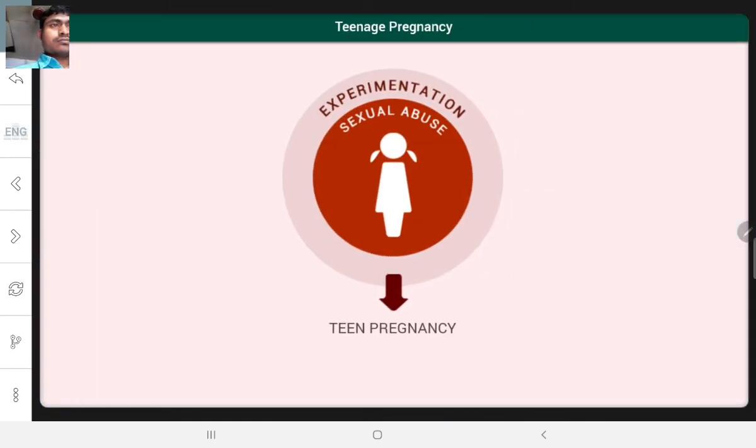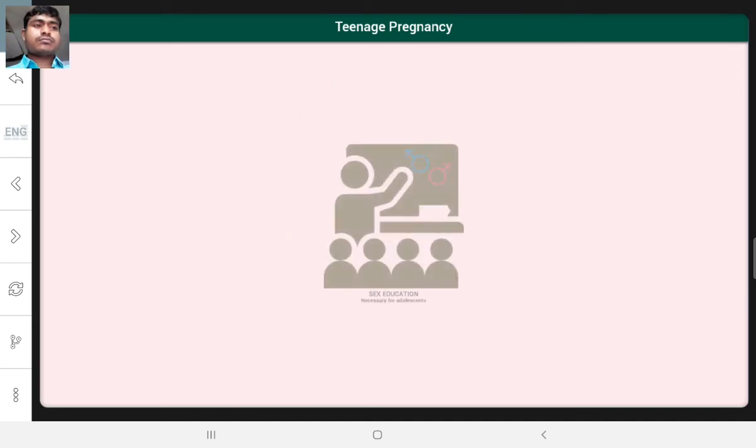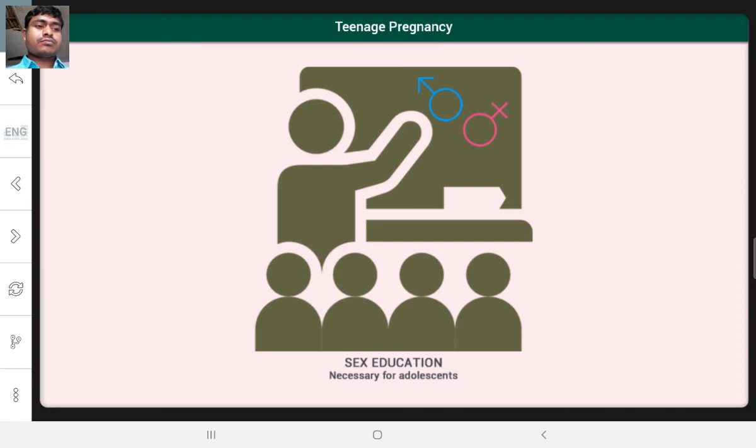Teenagers may be drawn into sexual abuse or experimentation at an early age, which could lead to teen pregnancy, psychological damage, or infection. In order to avoid this, proper sex education must be provided to teenagers right from their adolescence. They should also be taught to identify and reject improper advances by their peers or adults.